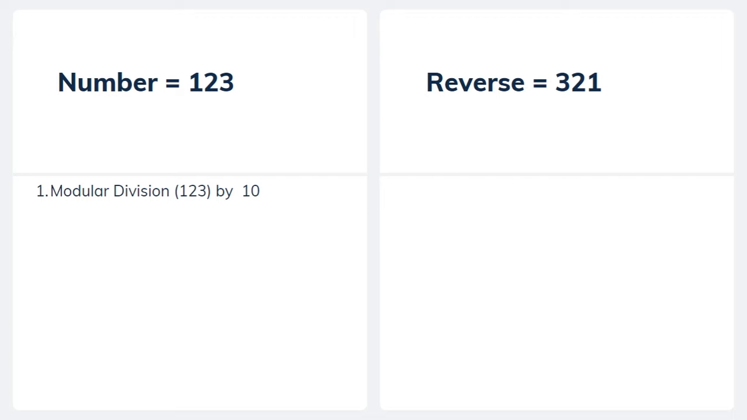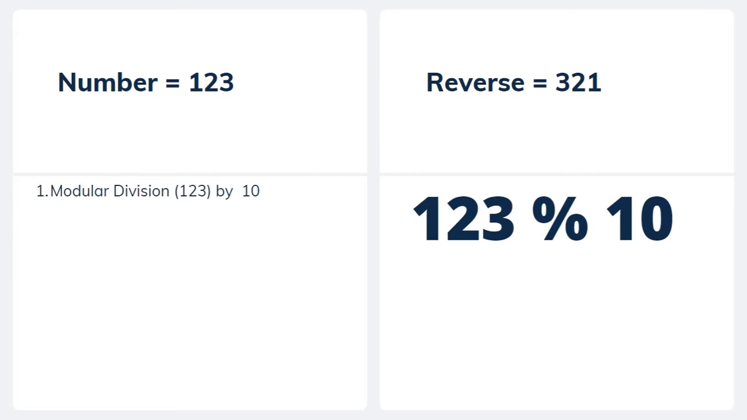For example, let's take the number 123, and the reverse of this number is going to be 321. The first step is to take the modulus division of 123 by 10. Why do we take the modulus division of 123 by 10? Whenever we divide any number by 10 and take its modulus, we get its remainder value. In this case, when 123 is divided by 10 and we take its modulus, it returns its remainder value, that is 3.